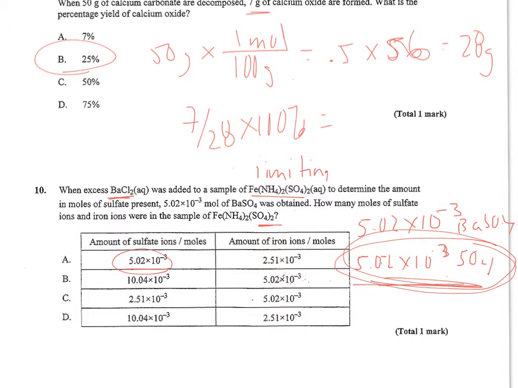And so then, using that same reasoning, how many iron ions do I have? Well, my SO4 ions are twice as many as my iron ions when I look at this equation. One molecule of iron ammonium sulfate has 2 sulfates for 1 iron. So this is twice as much, so I need to divide this by 2, and that matches with answer A as well. Only 2.51 times 10 to the minus third iron. So A would be my correct choice.